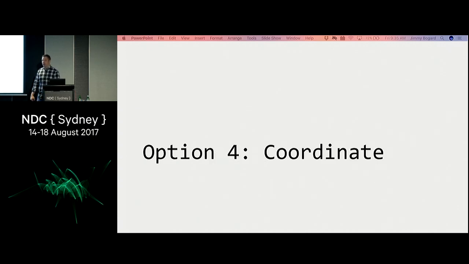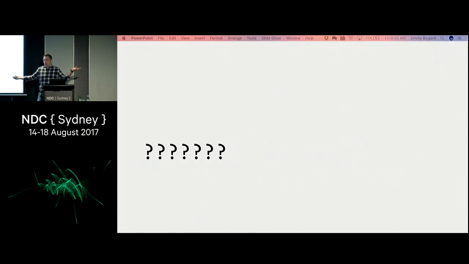Fourth option is to coordinate. I have no idea what this would mean in terms of emails. SMTP certainly doesn't support it, so we can't. This doesn't exist, so we'll just keep going to the next thing.